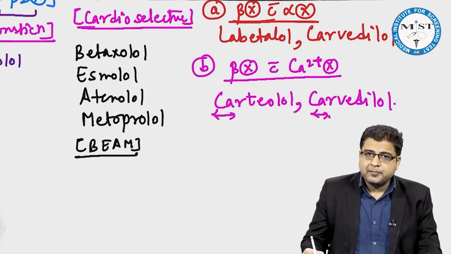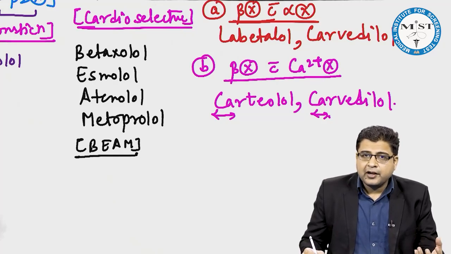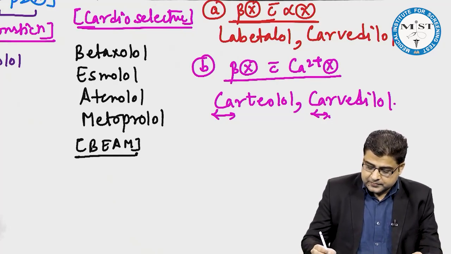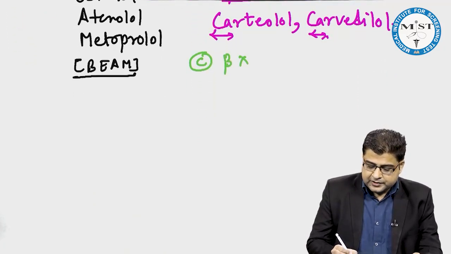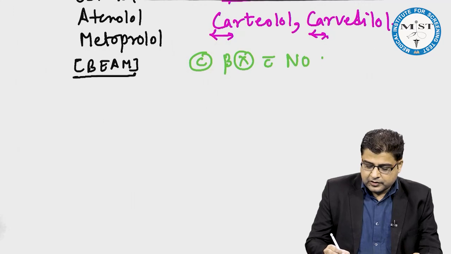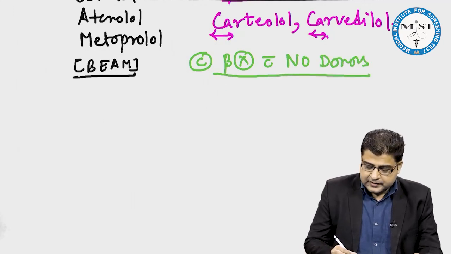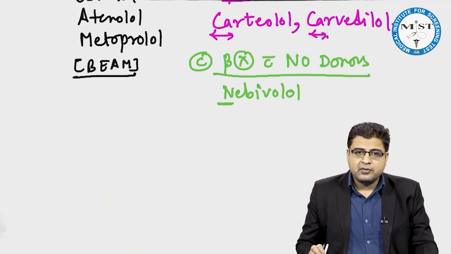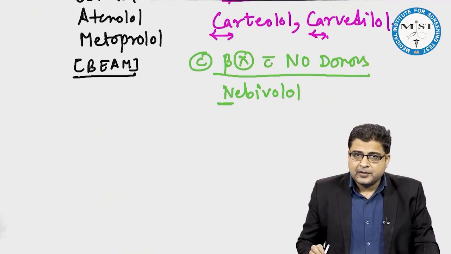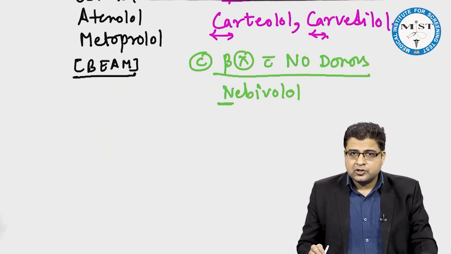Third group of vasodilator beta blockers is medicines which have the property of donating nitric oxide. So the third group of medicine is beta blockers which can donate nitric oxide. An example of this class of medicine is nebivolol. So please remember, N stands for nitric oxide, N stands for nebivolol. So this is the classification of beta blockers, where we have discussed three groups of beta blockers: generation 1, generation 2, generation 3.